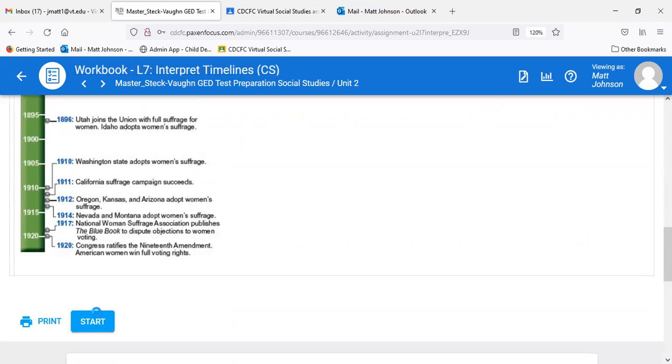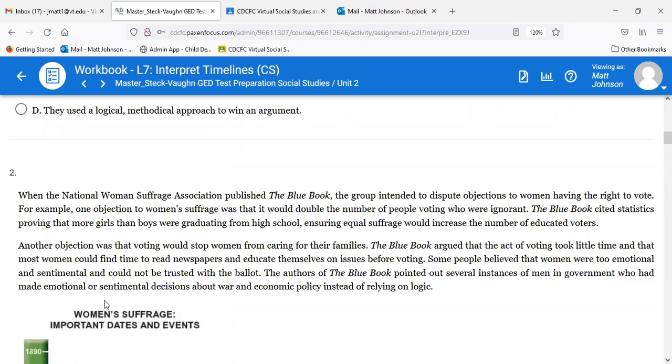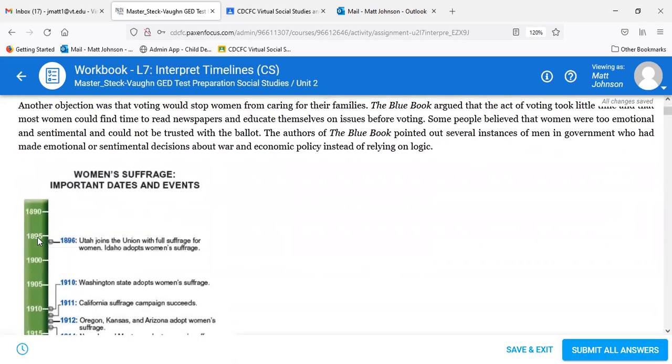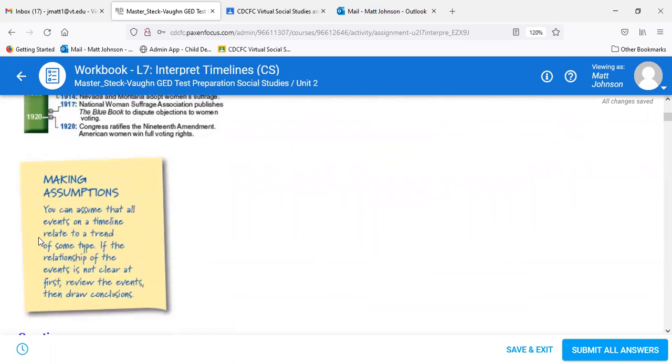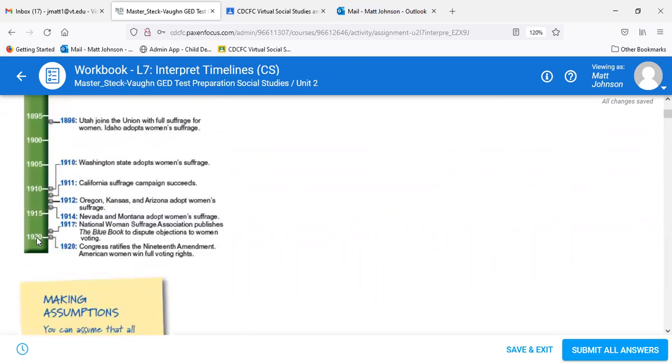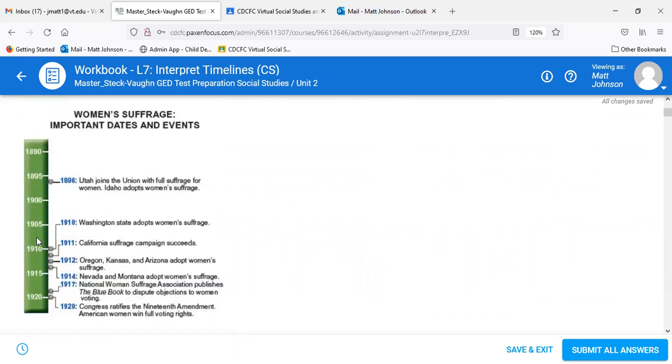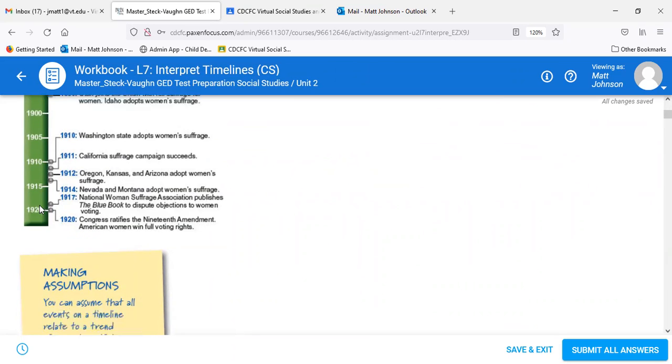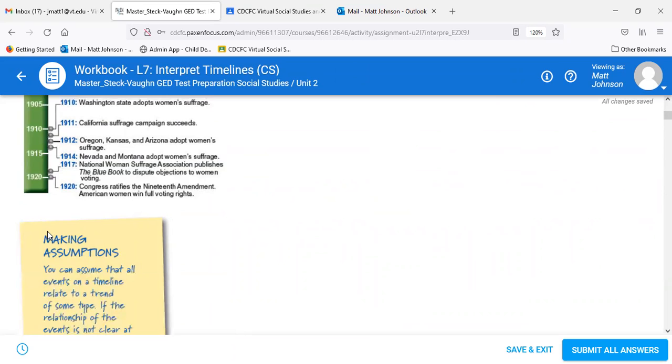All right, so let's start here with our workbook. And so it's basically the same timeline that we saw before on the women's suffrage movement, right? That 30-year span between when Utah joins the Union to 1920, when Congress ratifies the 19th Amendment and American women finally win full voting rights.